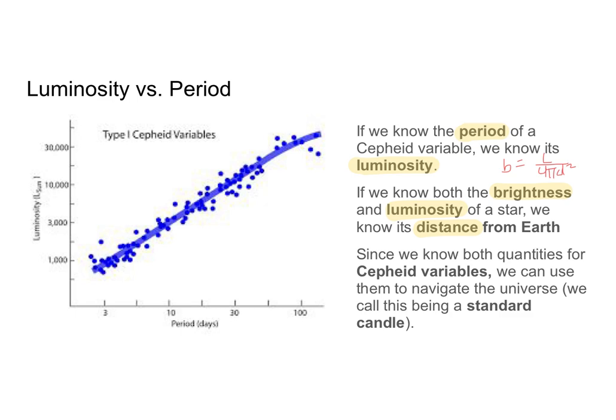Since with Cepheid variables, if we know period, we can find luminosity, we therefore know both luminosity and brightness, and we can use that Cepheid variable to navigate our universe. We call this a standard candle, and that's an object in the universe with a known luminosity, because standard candles allow us to figure out how far away they are from us.